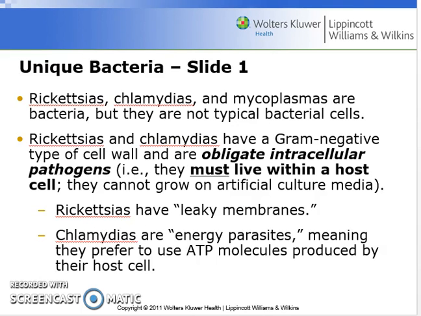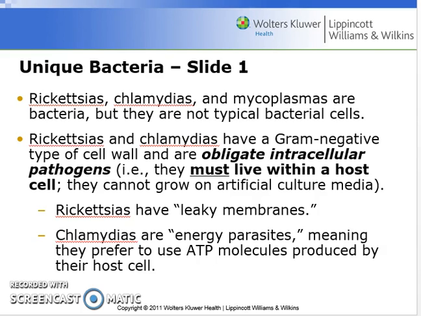So that's going to lead us to looking at some unique bacteria that are out there. There are some groups known as rickettsias, chlamydias, and then mycoplasms, which we've talked about. These are not typical bacterial cells, so we're not going to see typical coccus or bacillus-shaped bacteria here. The rickettsias and the chlamydias are basically gram-negative regarding their cell wall structure, so that means they have a thin layer of peptidoglycan, but they have to live inside of another host.